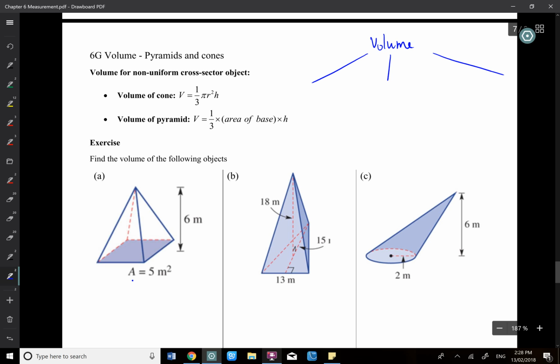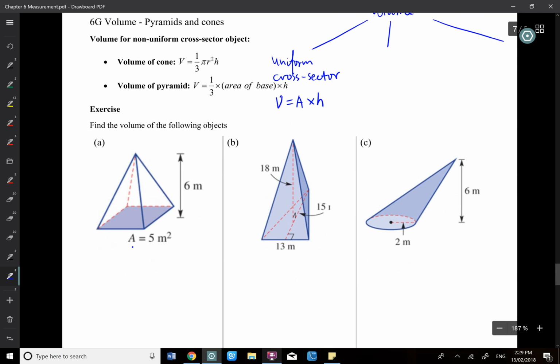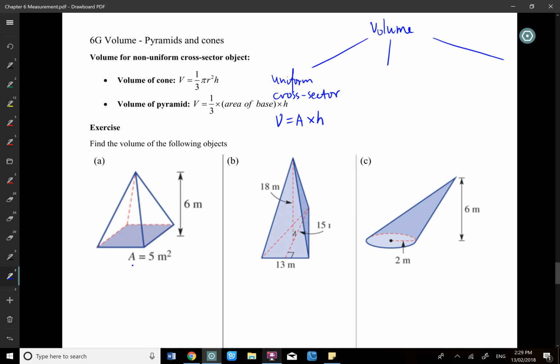The first type is the uniform cross-section. We use volume equals the area of the base times the height. So it's the area of the base times the height. The second one is interesting.